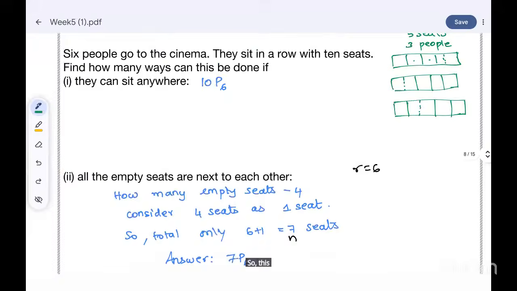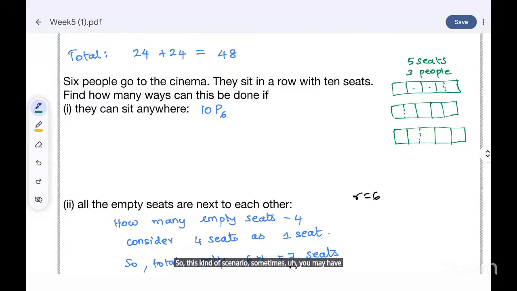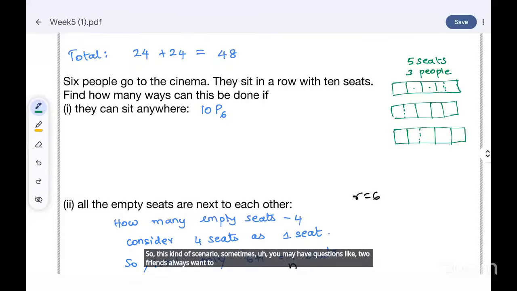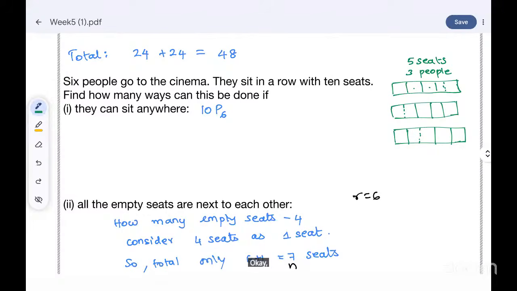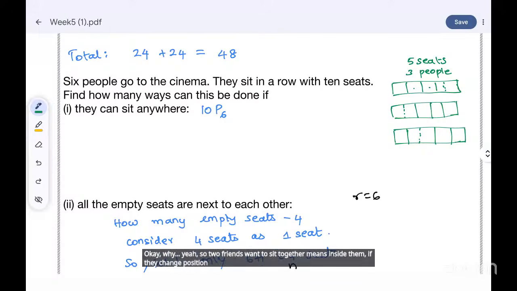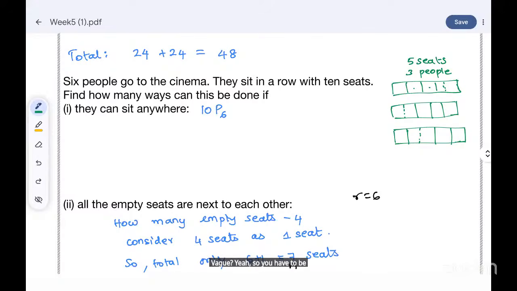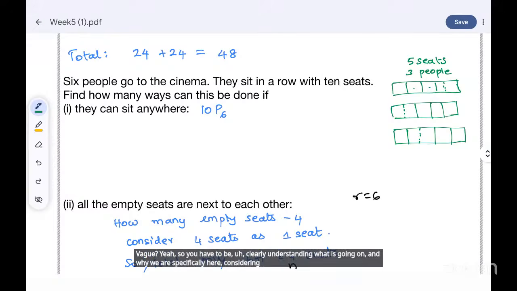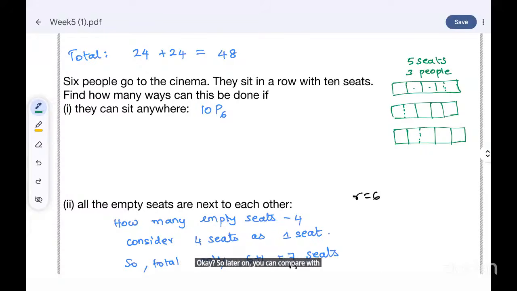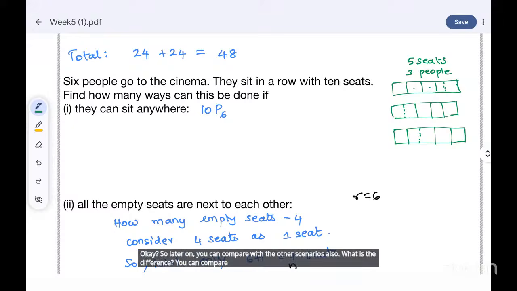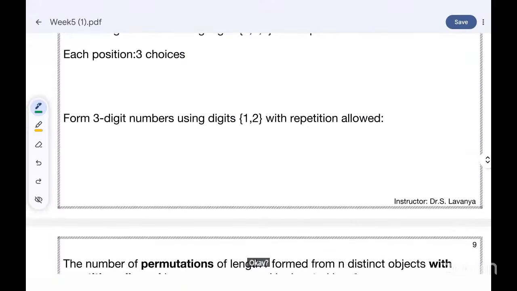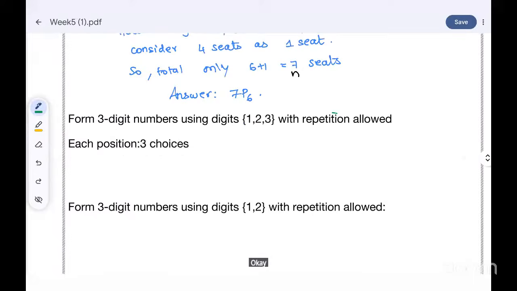Sometimes you may have questions like 2 friends who always want to sit together, but that is different. Why? 2 friends wanting to sit together means inside them, if they change position, the ordering will matter. So you have to clearly understand what is going on and why we are specifically considering this 2 as 1. That should be very clear. Later on, you can compare with other scenarios and other questions. Okay. Fine. So now let's look at this question.